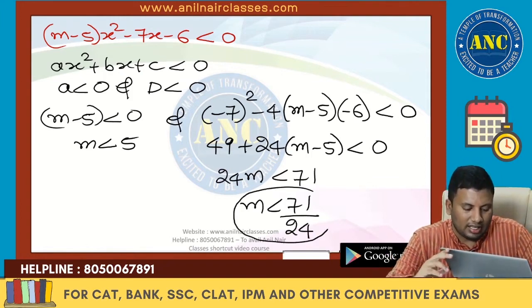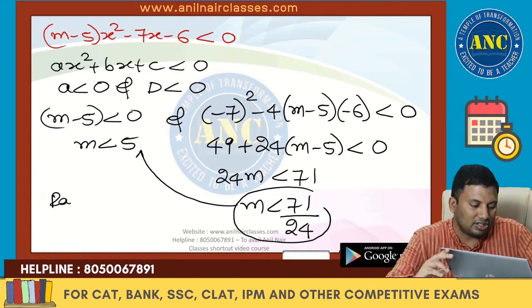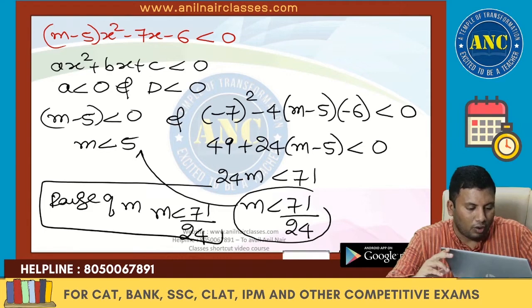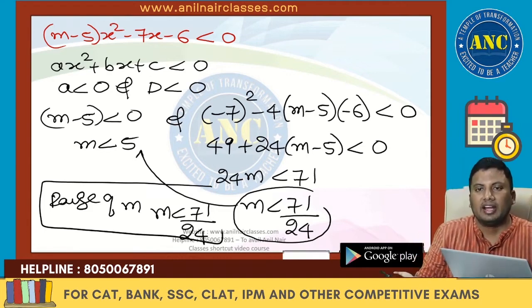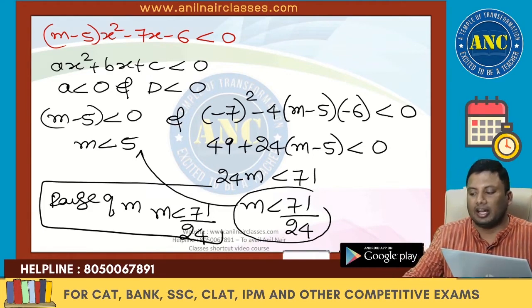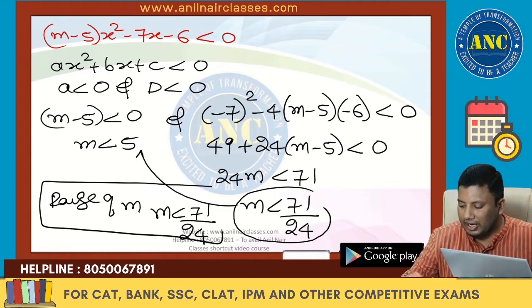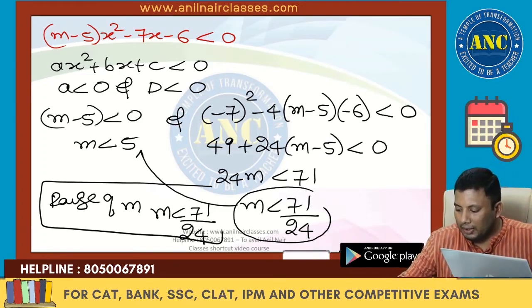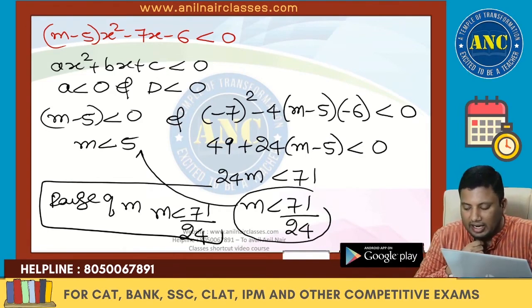Any value less than 3 is also less than 5. So what is the range of m? Range of m is nothing but m is less than 71 by 24. I hope this idea is clear. Kindly reply in the live chat if this idea is clear to you.